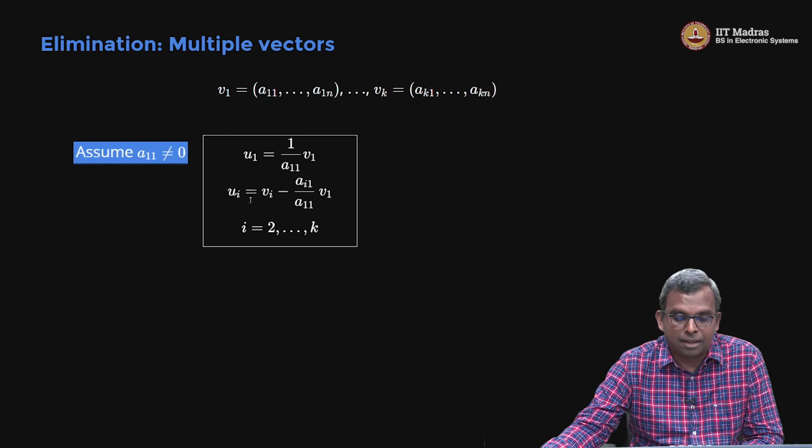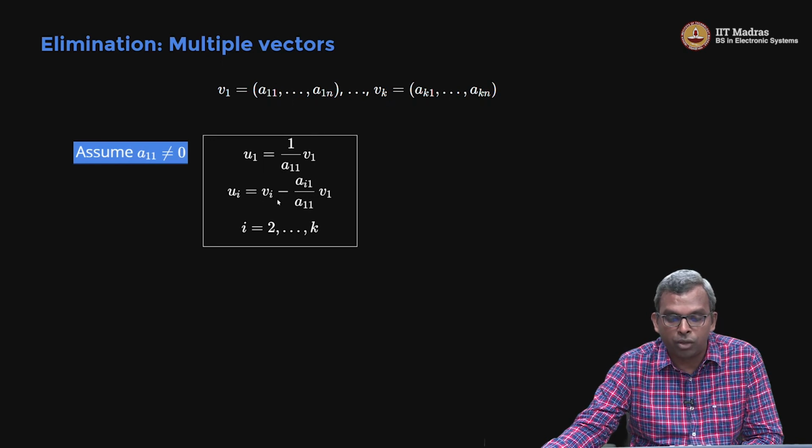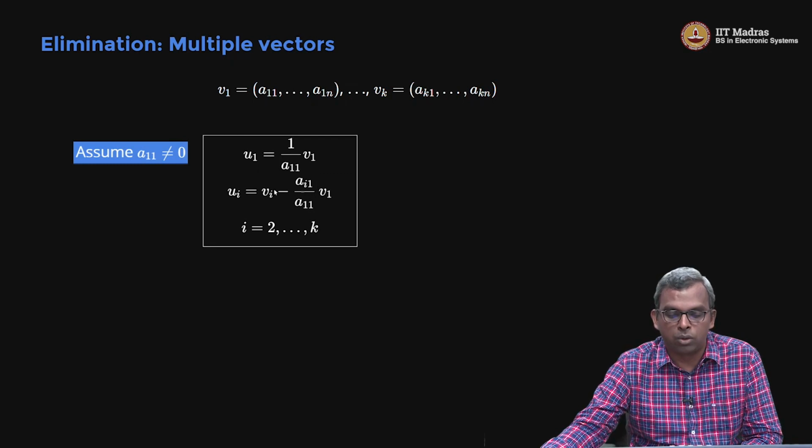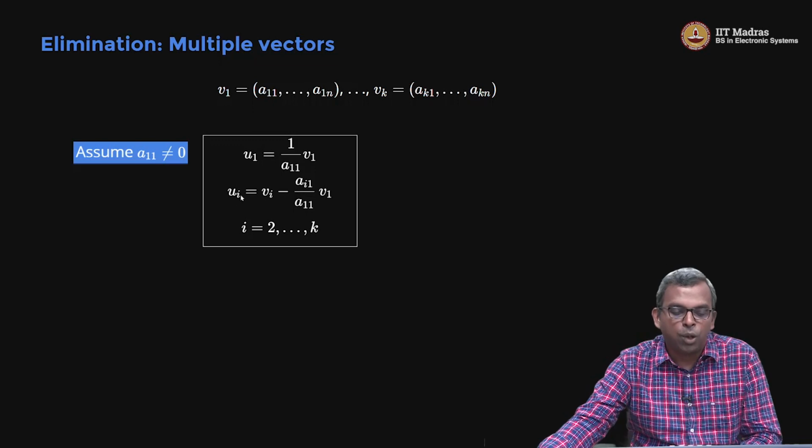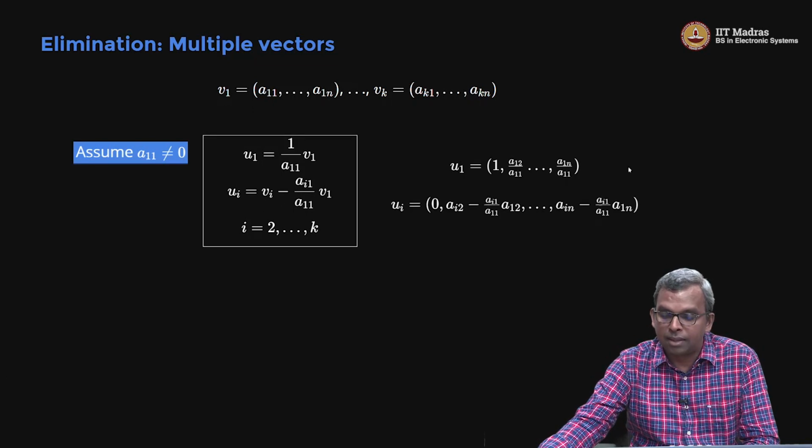What I will do next is interesting. All the other vectors, vi, i equals 2 to k, v2, v3, v4 all the way to vk, I will eliminate with v1 and make their corresponding first coordinate 0. That I can do because a11 is non-zero. So, I will do vi minus ai1 divided by a11 times v1. This will make the first coordinate of all other vectors 0. I am doing a linear combination to get new vectors with the first coordinate being 0. So, this is the crucial part here.